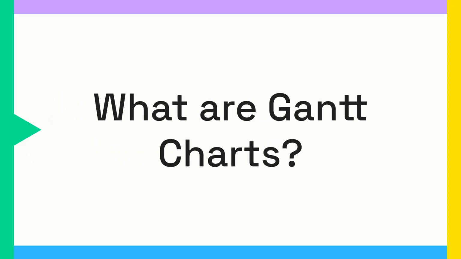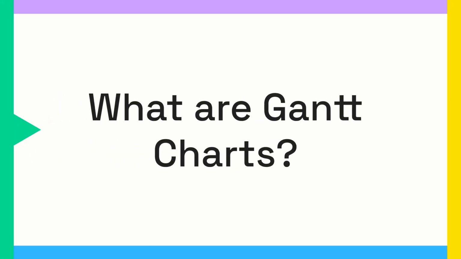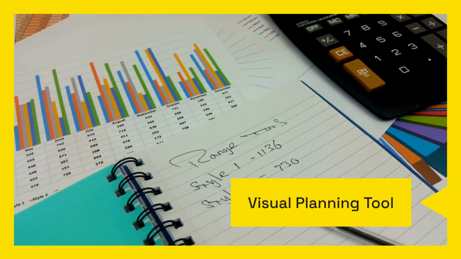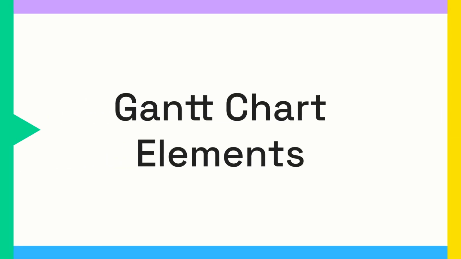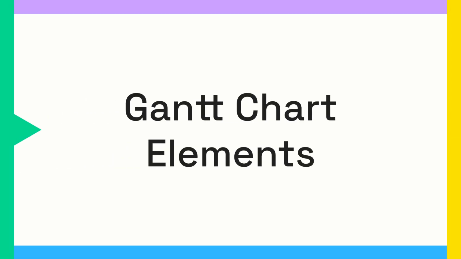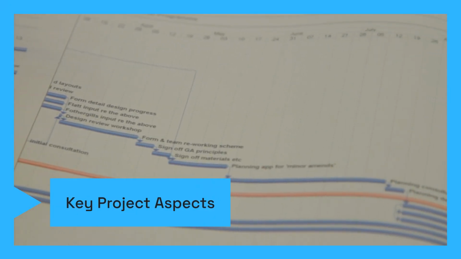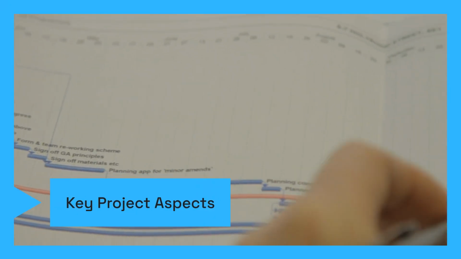So what exactly is a Gantt chart? Let's define it simply. It's a visual tool that shows project tasks on a time axis. Now let's dive into the key elements that make up a Gantt chart. Tasks, duration, timeline, dependencies, and milestones are the core building blocks.